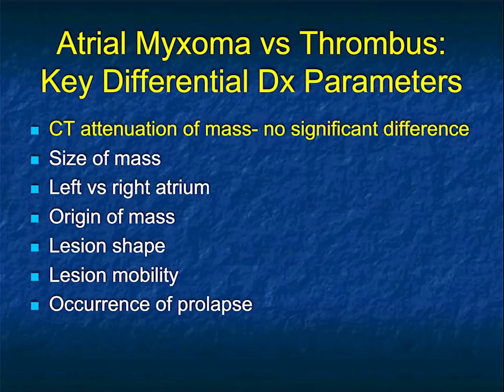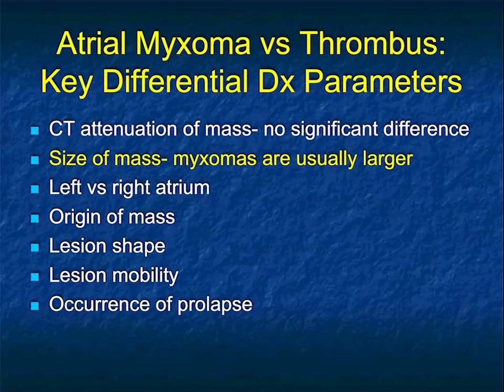So in terms of attenuation, thrombus and myxoma did not have any significant difference. Most thrombi do not enhance. In terms of size, myxomas are usually larger. Thrombi are often small. You can see large thrombi, but typically they're in the 2 centimeter or so or less range.